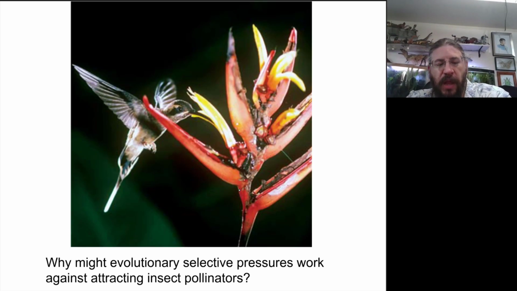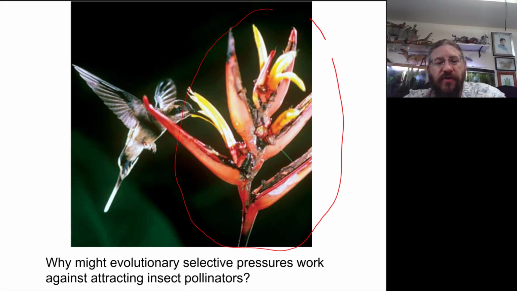Moving on. There are some interesting evolutionary pressures behind pollinators. For instance, this right here is a hummingbird-attracting plant. There are a couple of interesting things going on with this plant. One, it is bright red. Insects tend not to see the red spectrum very well. So red attracts birds.